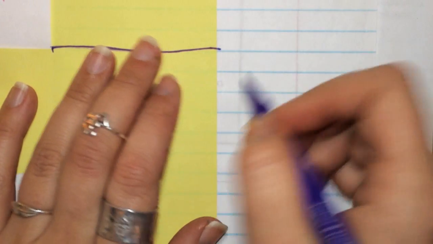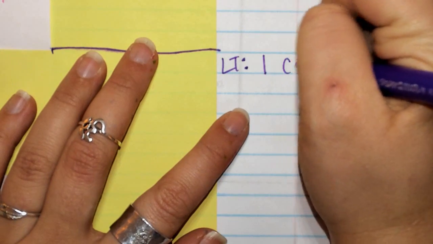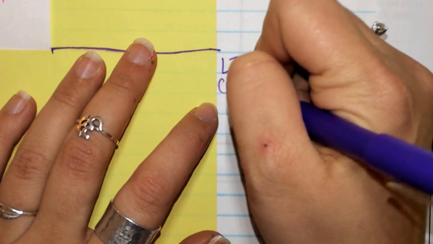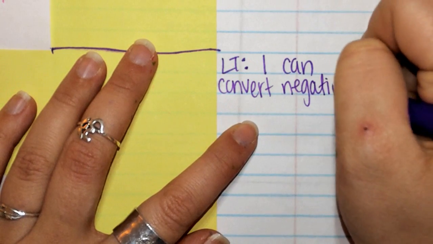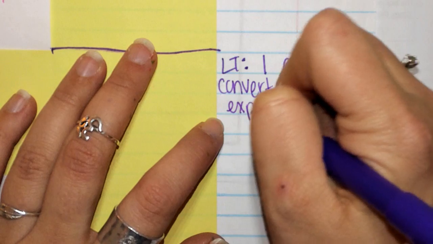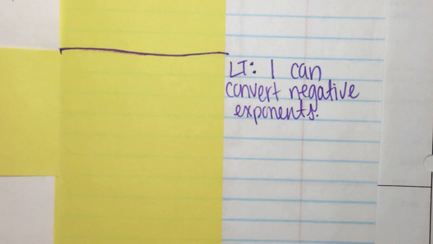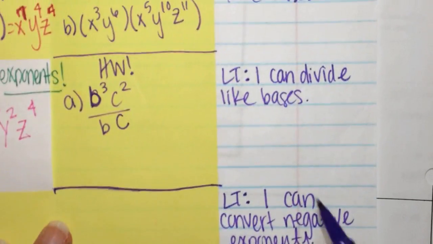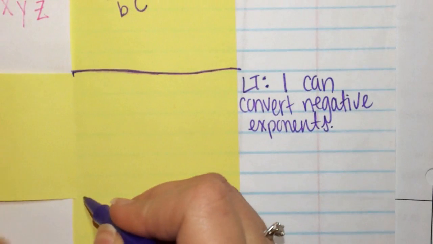Alright, the third one, which is part of what we're going to cover today, says I can convert negative exponents. Now, I'm leaving room in between these because we're going to write stuff there. Okay? There's a reason I do the things that I do, guys.